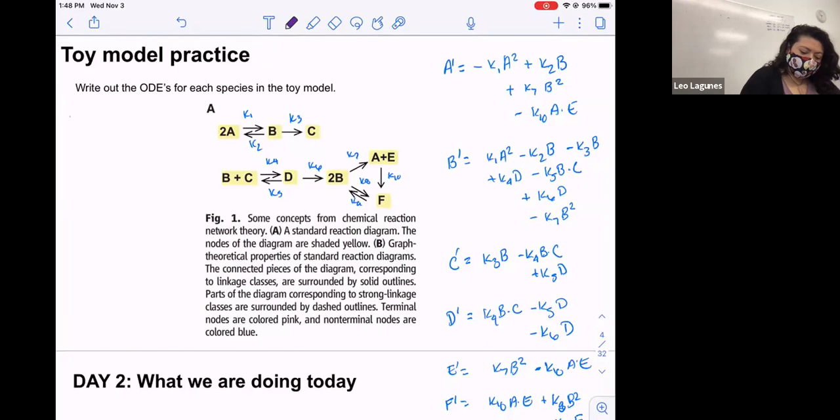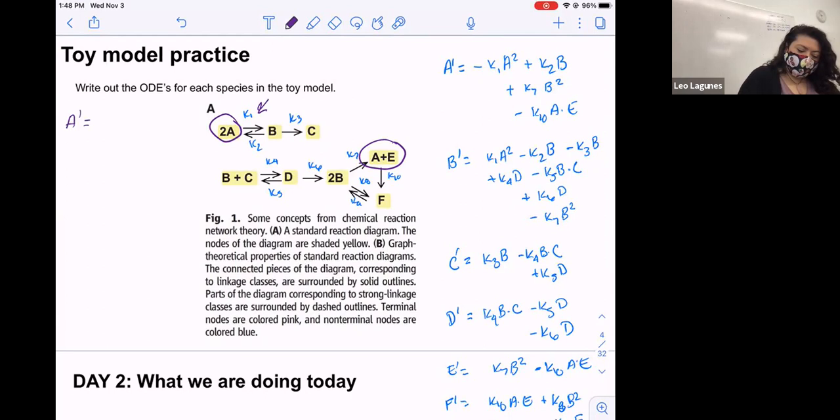So if you wanted to write the differential equation for A, we would highlight all the places where A is. So A is here and here. So in this first reaction, I just labeled them K1 and K2, like the top and the bottom. But you can name them whatever you want. You can go alpha, beta, whatever. I just did K1 because I thought it'd be easier.